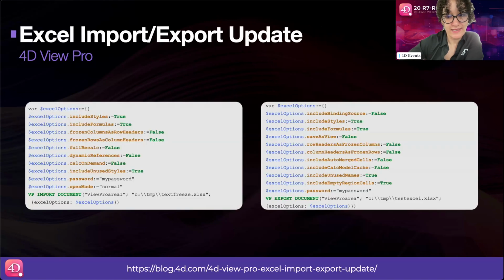Okay. And the last feature of 4D View Pro is related to 4D 20 R8, where we improved Excel workflows with new export and import options for both commands, VP EXPORT DOCUMENT and VP IMPORT DOCUMENT. You can now have more control over your exported files, such as including styles, formulas, frozen headers, and password protection. On the import side, we have added options to handle styles, formulas, dynamic references, and recalculation settings, offering greater flexibility.